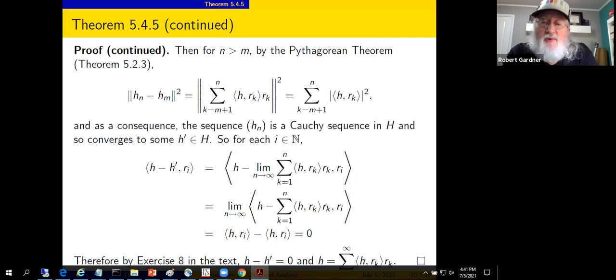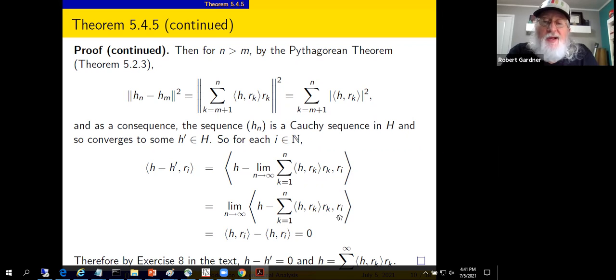Inner products are continuous. I forget if it's an exercise or a theorem. I think we stated it as a theorem a few sections back, but it's certainly true. We can bring limits outside of inner products. Now you've got H minus this partial sum, a nice finite sum, so we can use properties of partial sums. The R sub k is inner product with R sub I.